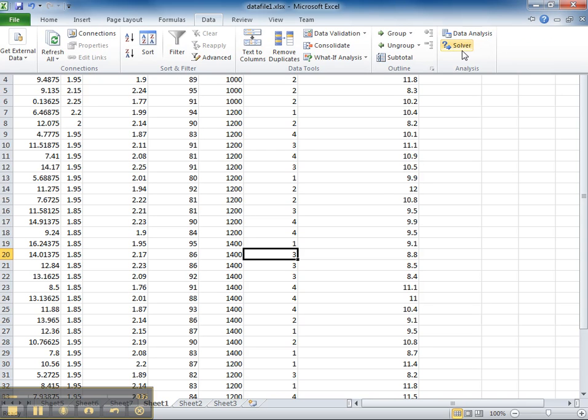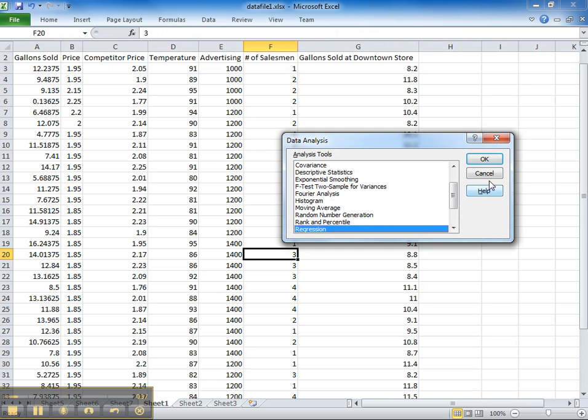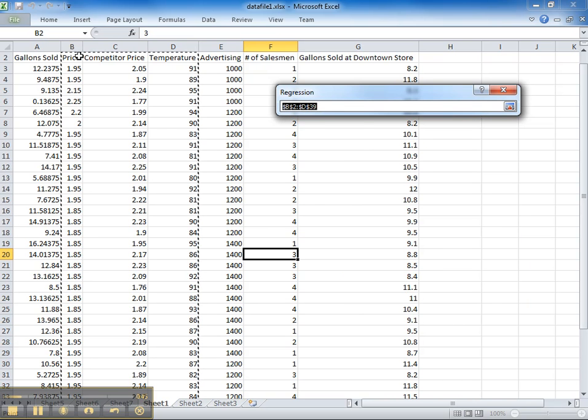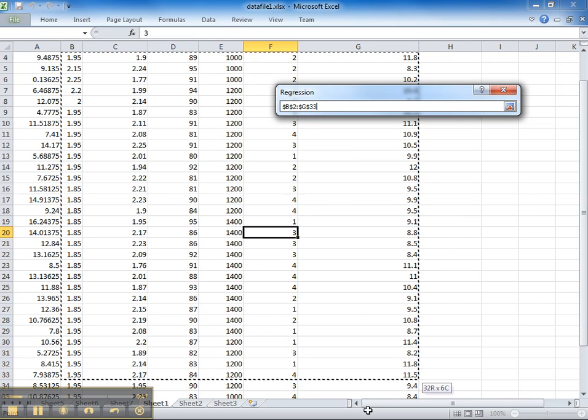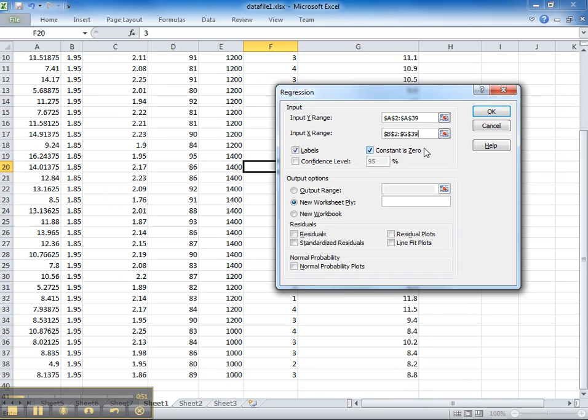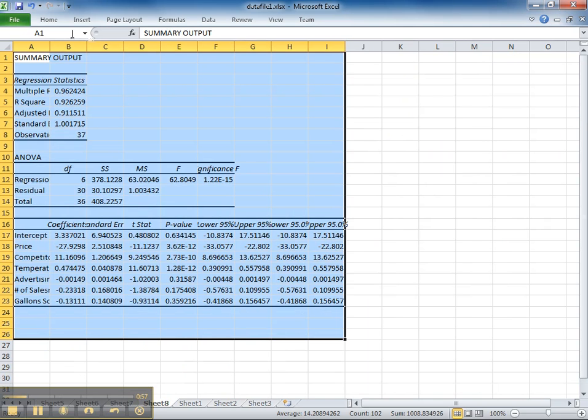So we're going to do regression. We go to Data, Data Analysis, select Regression. Our Y input range is our gallons sold. Our X input range, on the other hand, is everything else. And we're going to put our results into a new worksheet and click OK.